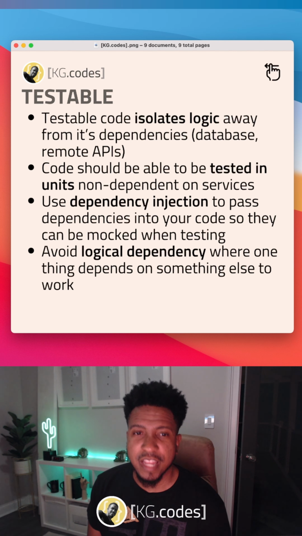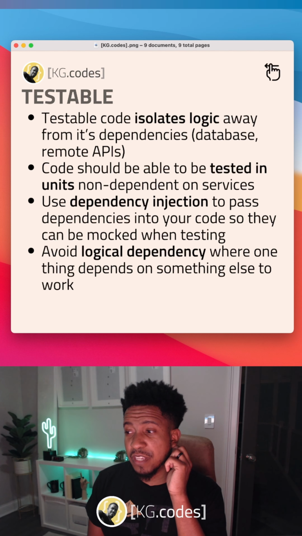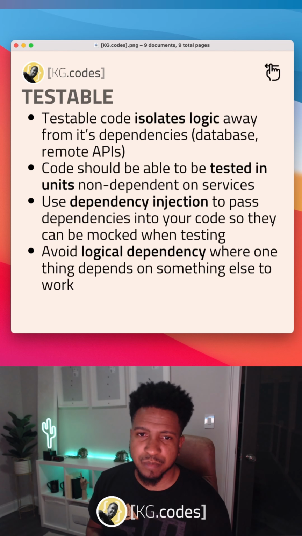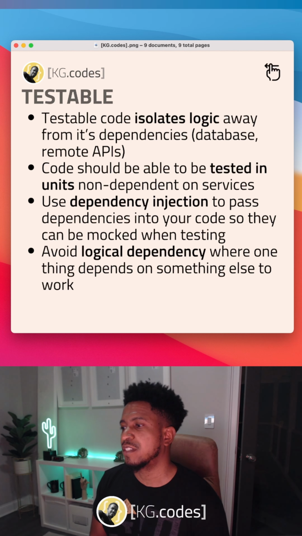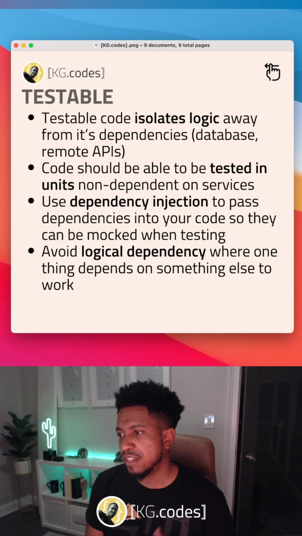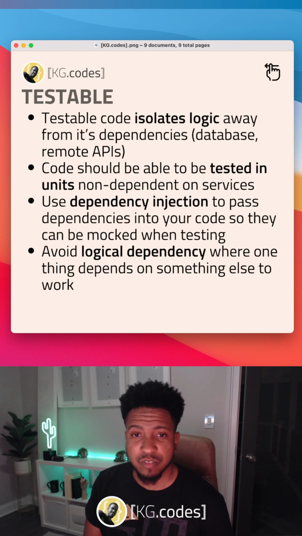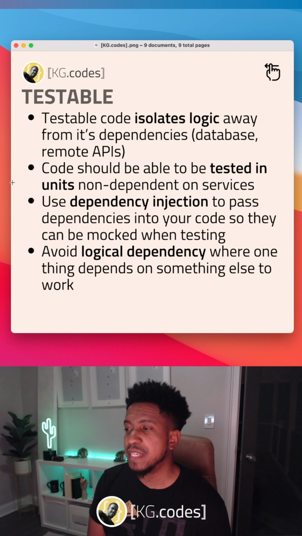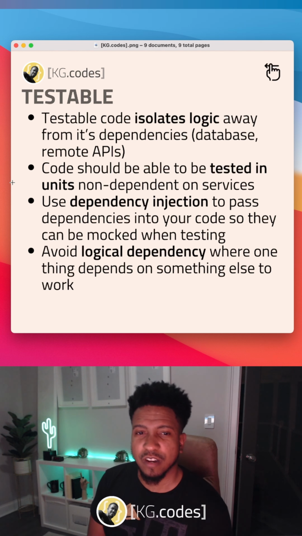That leads into my next point about clean code being very testable. So testable code isolates logic away from its dependencies. That's the database, that's a remote API, that's something that is external from your actual code. Code should be able to be tested in units, non-dependent on services.